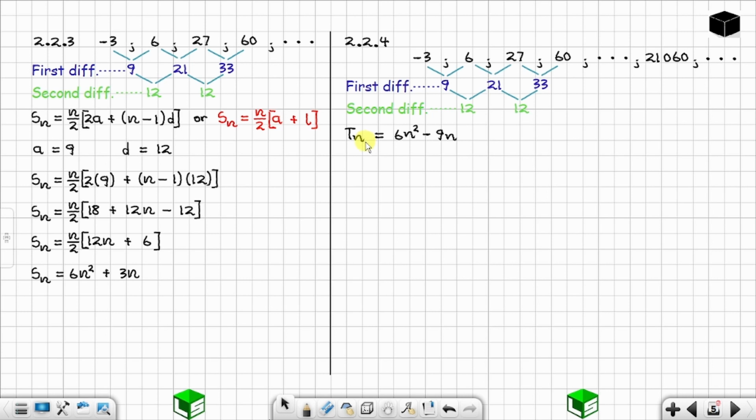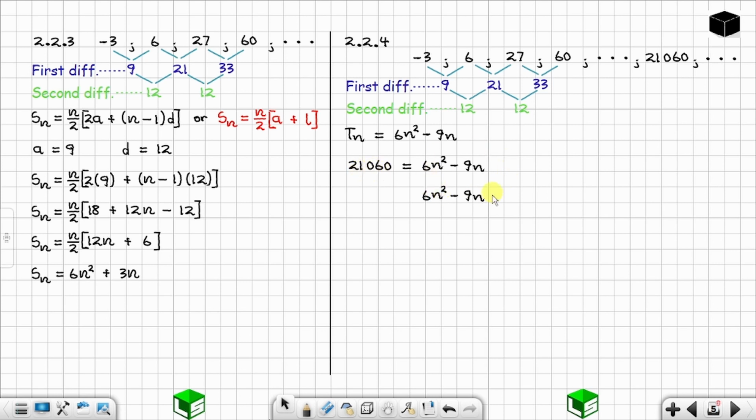Remember, we determined the general term in the form an squared plus bn plus c, and we found it was this from the previous question, question 2.2.1. I hope you can remember this. Okay, so let's use this and find the position of this term. So you are going to replace Tn with this, which is equal to 6n squared minus 9n.